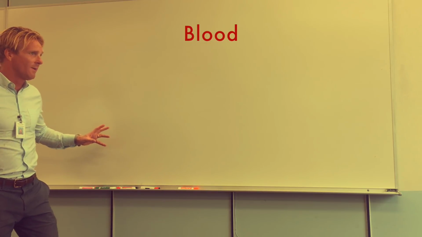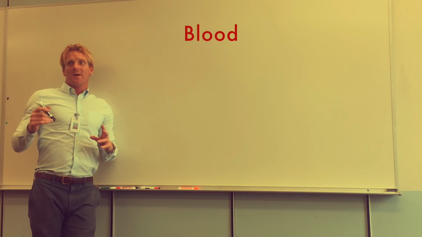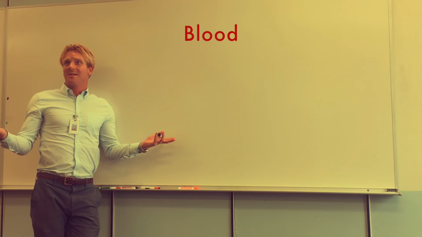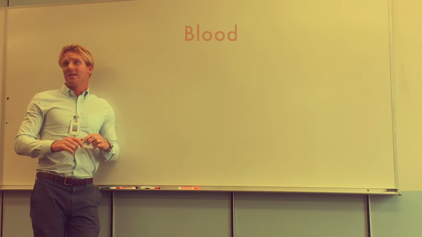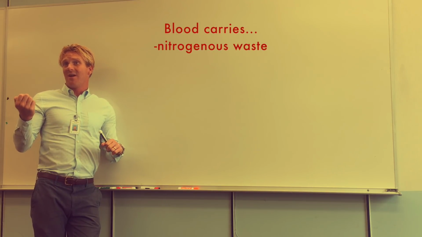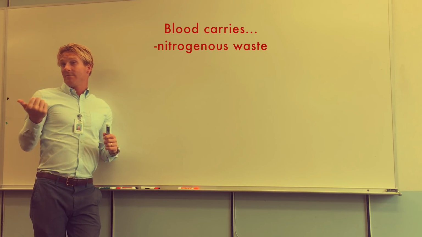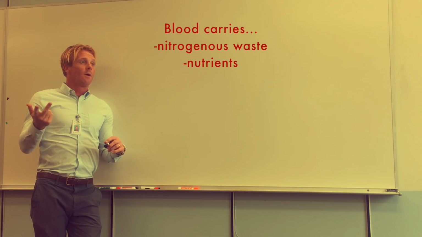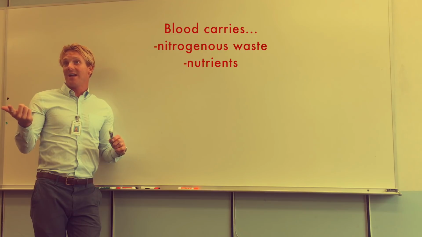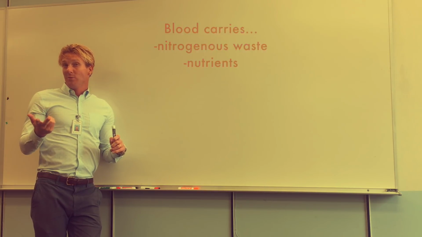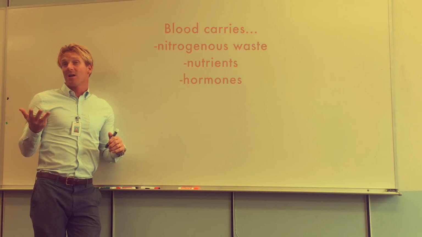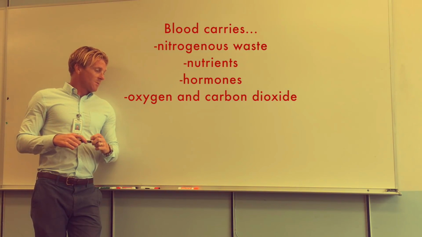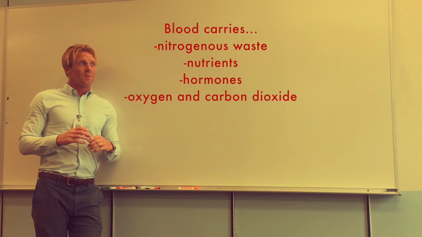So blood is important. If we remember, we had talked about the function of blood. Blood is a transport medium, basically. This is what carries important things around our body. It carries a bunch of different stuff. It carries things like waste, so just dissolved nitrogenous waste. It carries nutrients like glucose, some amino acids, some fatty acids. It carries hormones. It carries gases like oxygen and carbon dioxide. It also is responsible for carrying proteins around our body.